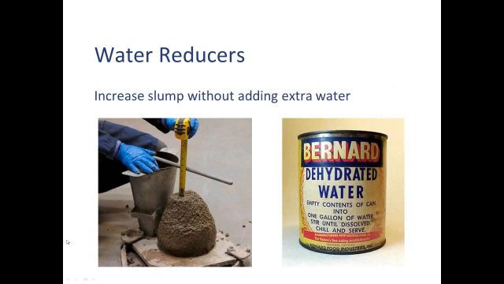Water reducers are essentially chemicals that you add to the concrete that increase the slump without adding extra water. And I found this funny picture of a can of dehydrated water. So that can makes a gallon of water. How convenient to have that. I have a video I'm going to show you in a little while that is a real-life version of that, I like to think of as I'm adding powdered water to the concrete. So you'll see that in a little while.